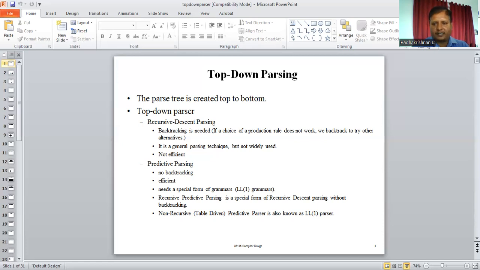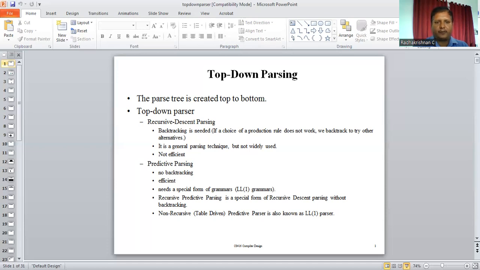For the predictive parser, the grammar must have left recursion eliminated, and left factoring is not required. If they are present, we need to eliminate them. That is the concept behind why we apply left recursion and left factoring elimination.